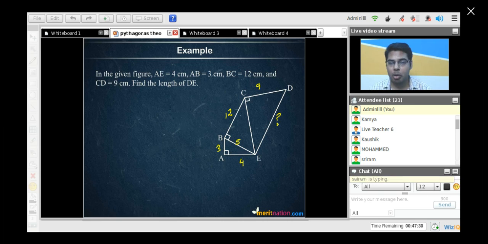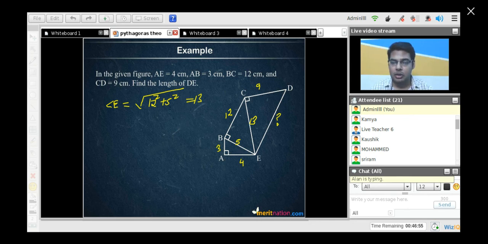Now, what about CE? So we can simply say that CE is, this is what we have already done or not? CE is nothing but equal to root over 12 square plus 5 square, which is nothing but equal to root 169. Yes? So 12 square plus 5 square is 169. So 13 squared is 169. All of you agree with this? Anyone having any doubt? So please ask.